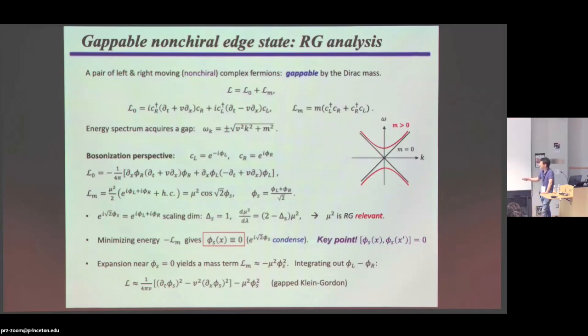The important thing is, the reason we can do this is because at different positions x, if you check their commutation relation, these operators happen to commute with each other. Then, if you expand around this condensed value of phi, you get a mass term, which corresponds to the mass in the Dirac equation description.